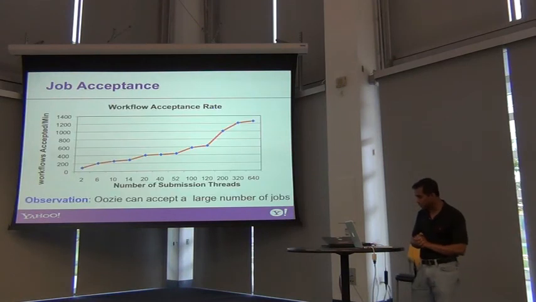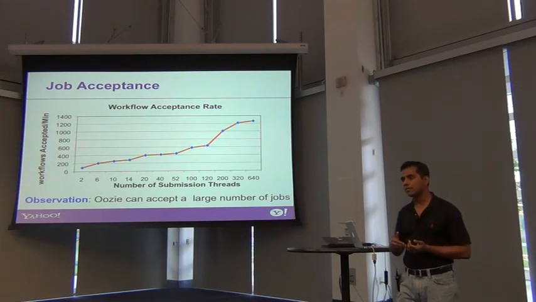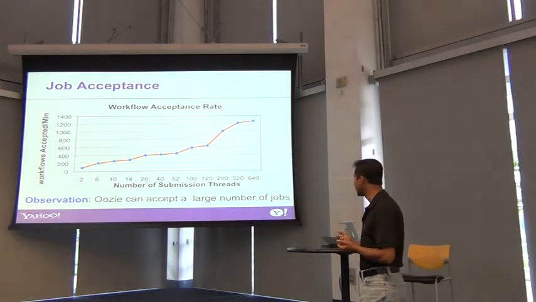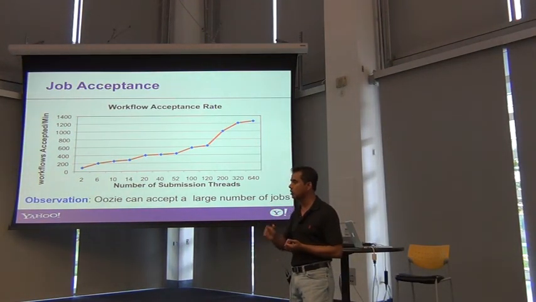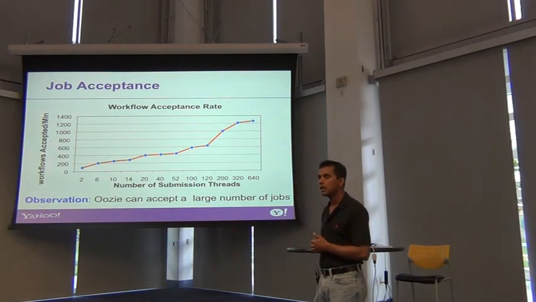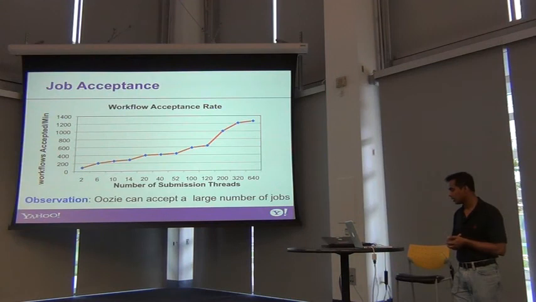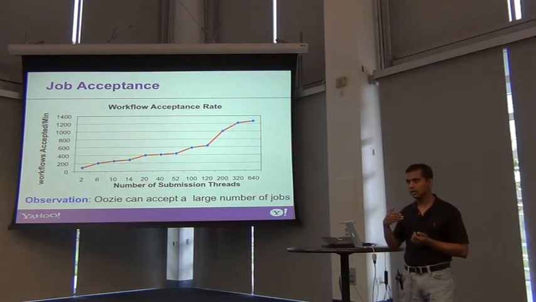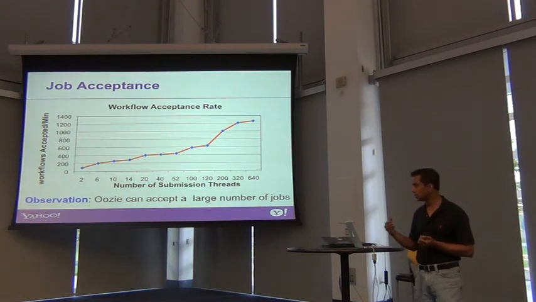For this, we actually simulate the users by creating multiple processes and multiple threads. On the x-axis, we show 640 threads that continuously submit jobs, which is a lot of overhead actually. There is a lot of overhead in Oozie there. On the y-axis, we show how many workflows we can accept in every minute.